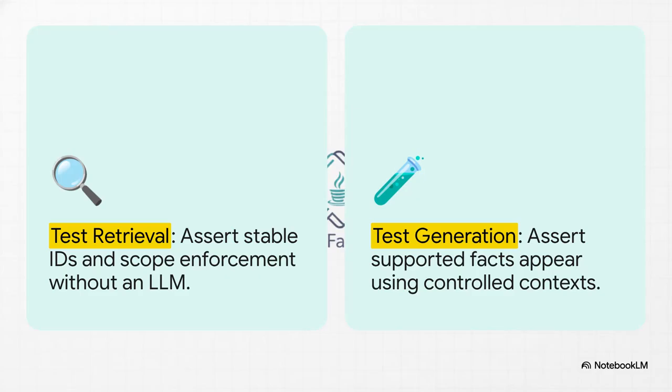This split approach totally defines our testing philosophy. We test retrieval completely independently, asserting stable IDs and scope enforcement without ever waking up an LLM. And then we separately test generation by feeding the LLM highly controlled contexts just to see if it hallucinates. By doing this, we systematically prove that our Spring Boot application remains in absolute, total control.